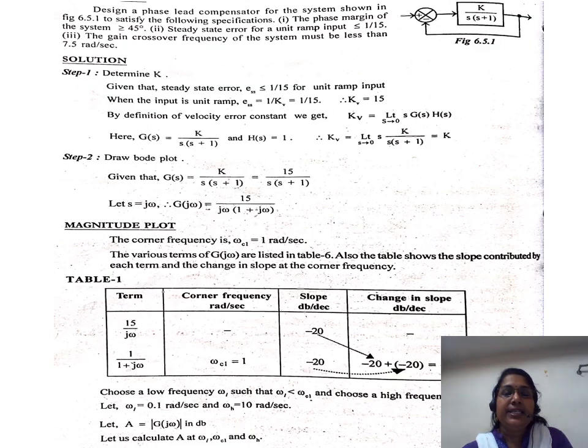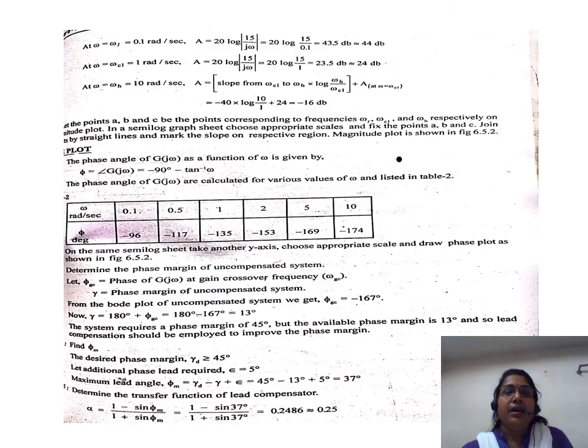For that, put s is equal to j omega for the first condition. Then we can draw the magnitude plot. We can draw the table. Then at omega is equal to omega L, we will be getting the dB magnitude as 44 dB. At omega is equal to omega C1, 24 dB. At omega is equal to omega H, we will be getting minus 16 dB. We can draw the magnitude plot.